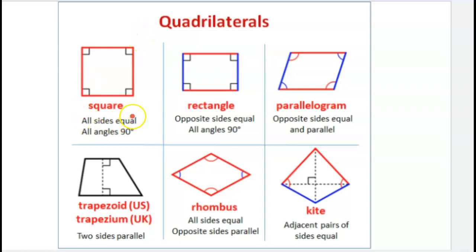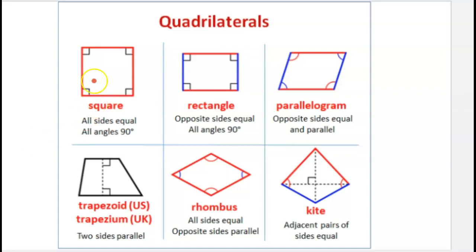We have squares, rectangles, parallelograms, kites, rhombuses, trapezoids, and any other number of strange four-sided shapes that don't fit into that category exactly. This one would be called a chevron. As long as it's got four straight sides, it's going to be a quadrilateral. So there's any number of other shapes as well. So let's take a look at these shapes.